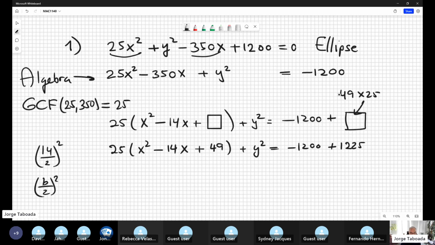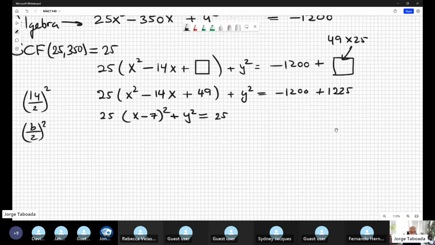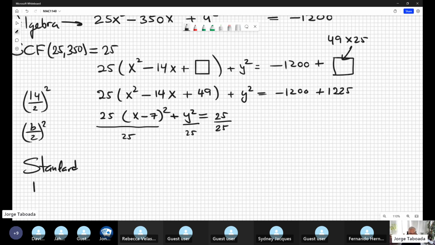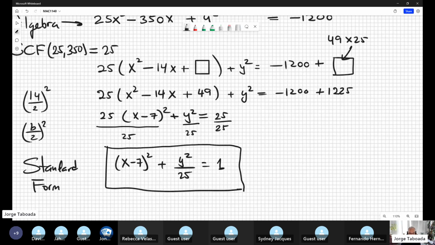Okay. Almost I finished the conversion to standard form. I know that this is a perfect square trinomial, and the answer is x minus 7 squared plus y squared equals 25, because this minus this is 25. And remember, in standard form, the right hand side must be 1. So you divide by 25 here, 25 here, 25 here. My equation in nice and totally standard form is x minus 7 squared over 25, 25 divided by 25 is 1, invisible 1, plus y squared over 25 equals 1. Wow, amazing. And this is the equation of the ellipse in standard form.